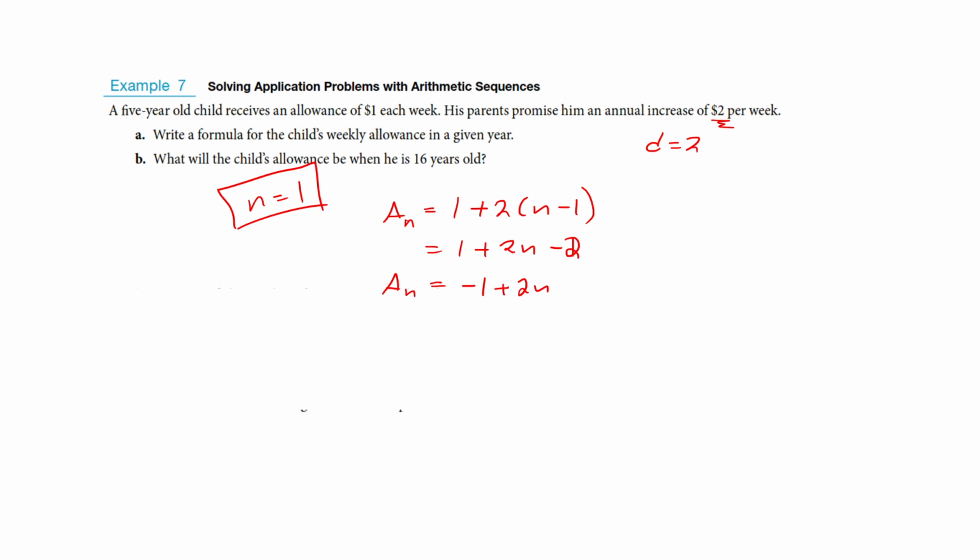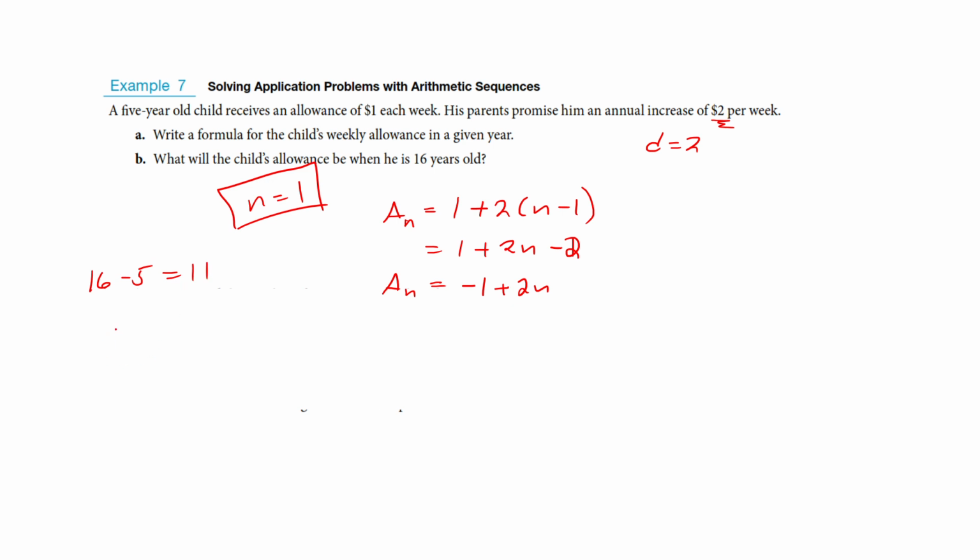Now here's why it matters. We want to know what the child's allowance will be when he's 16 years old. Okay, so here's our formula. Now, he is 5 years old to start with. We want to know what's going to happen when he's 16. Well, that is a difference of 11.